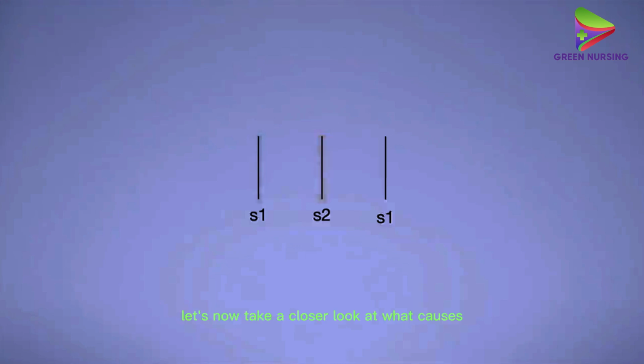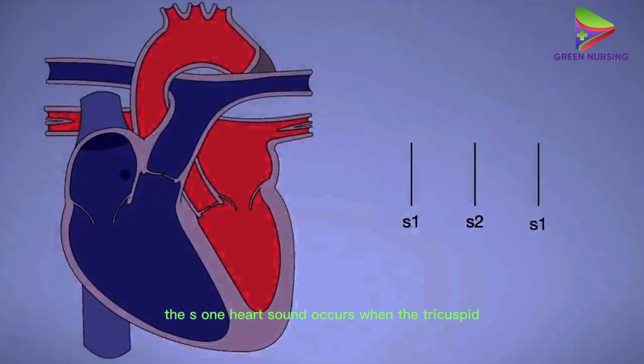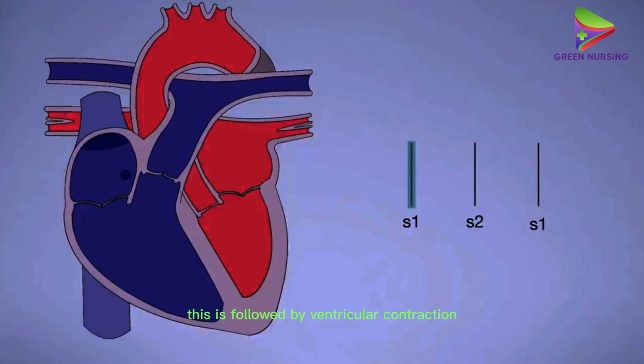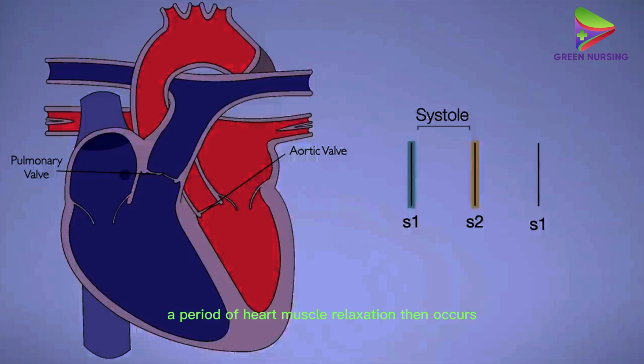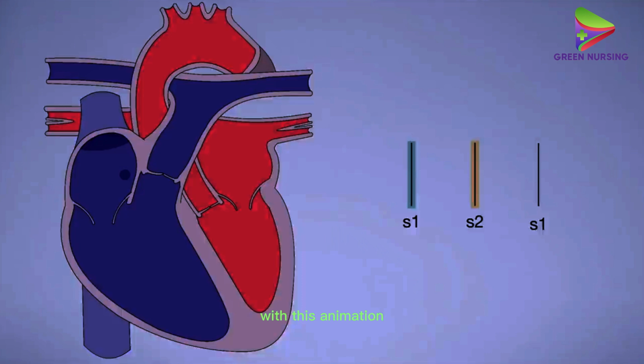Let's now take a closer look at what causes the S1 and S2 heart sounds. The S1 heart sound occurs when the tricuspid and mitral valves close simultaneously. This is followed by ventricular contraction, otherwise known as systole, and this forces blood through the pulmonary and aortic valves. And the S2 heart sound occurs when the pulmonary and aortic valves close. A period of heart muscle relaxation then occurs, known as diastole, after which the cardiac cycle starts all over again. Let's now add in the heart sounds with this animation.